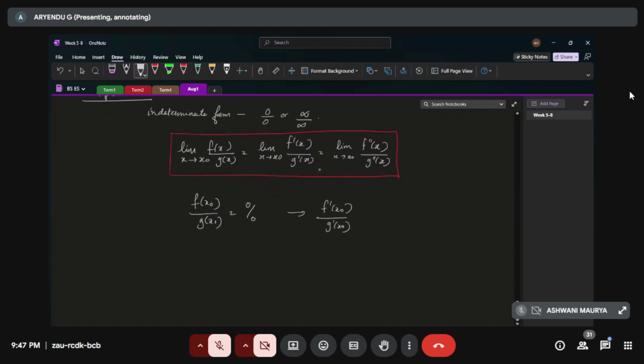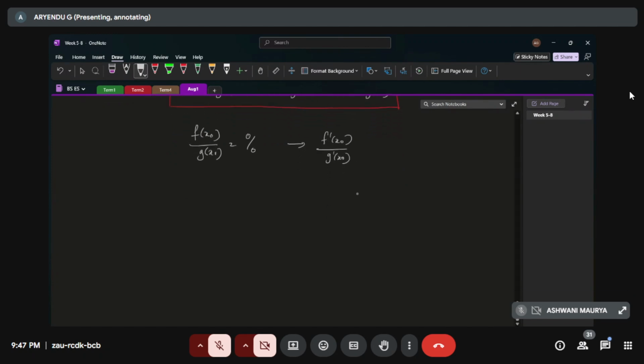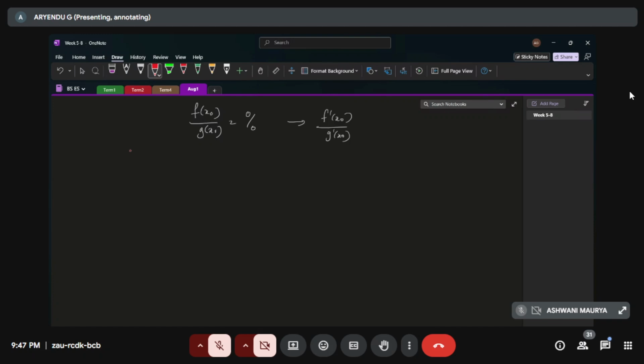If you still don't get it, then you have to find the double derivative of f of x and g of x and then substitute the values of x naught in that. For that, if you like, we can take an example. This is, I think, a very common example. Limit of x tends to 0 of x raised to 4 by 1 plus e raised to x cube.